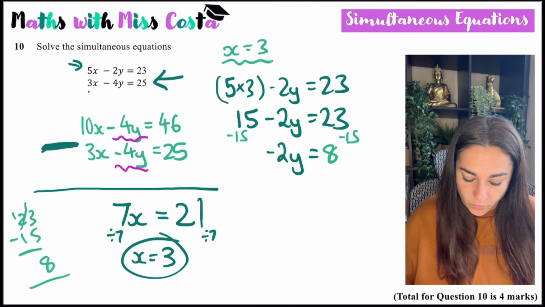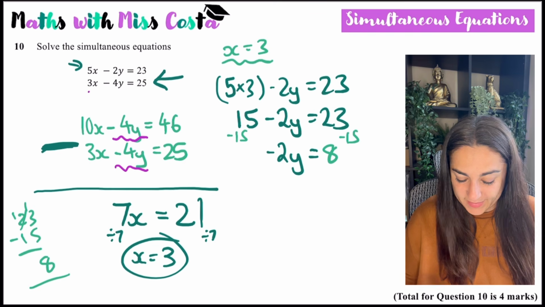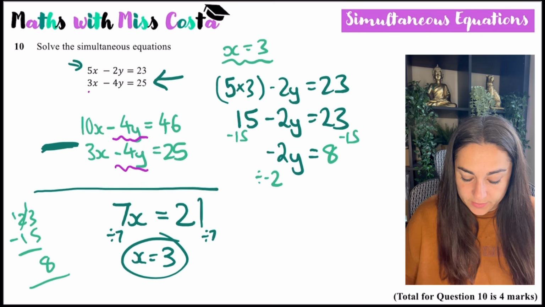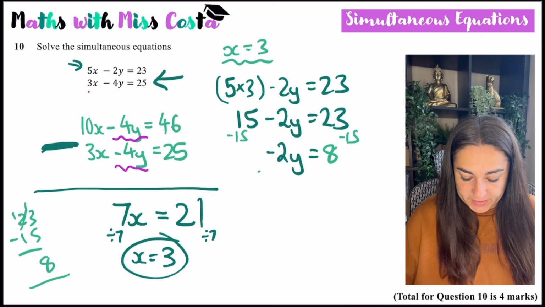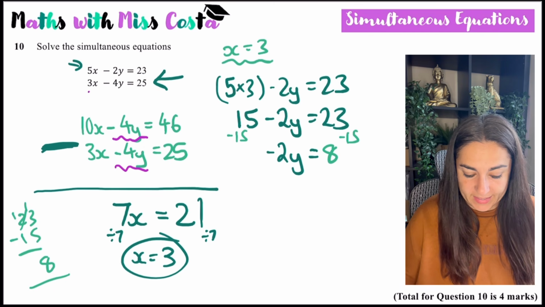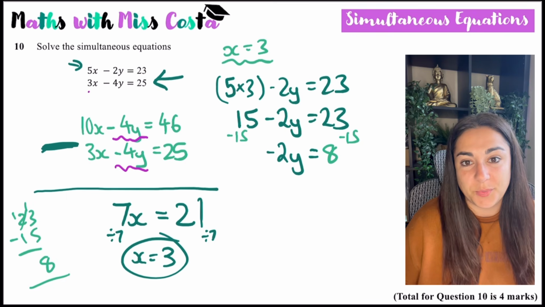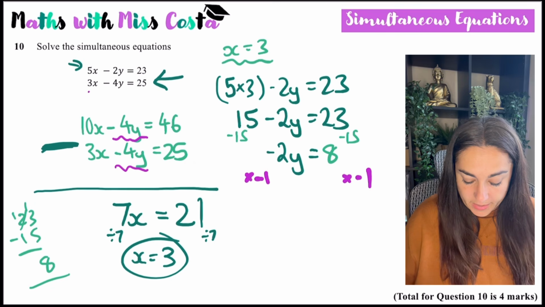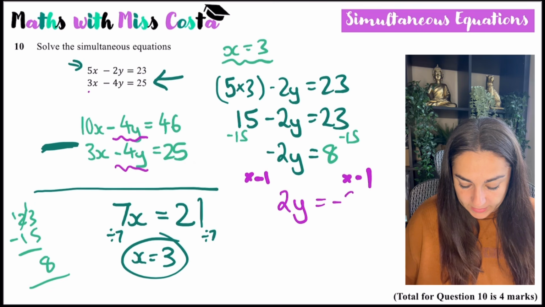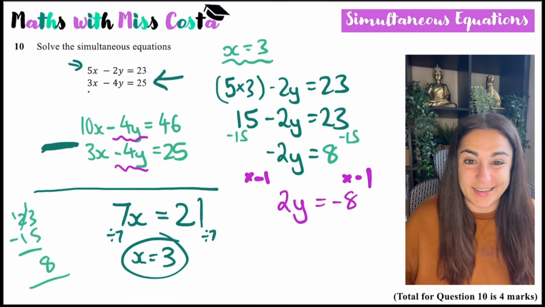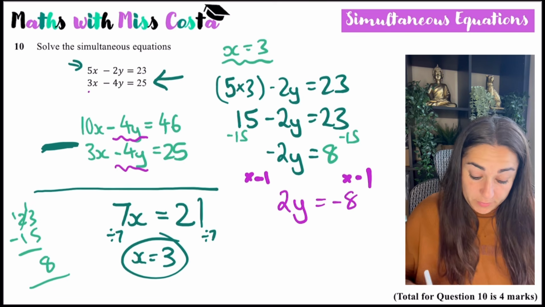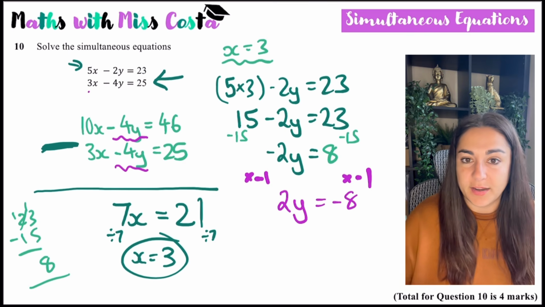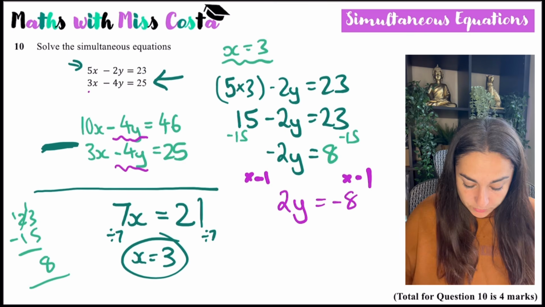But we don't want a negative y, although in this case it doesn't fully matter because we can divide by minus 2. If negative numbers confuse you and you're left with something like this at the end, you've got minus 2y. The trick is to multiply both sides by minus 1. So then that would give you 2y equals minus 8. It just might make it a little bit easier for some people. Otherwise you could have done 8 divided by negative 2. Both would get you the same result.